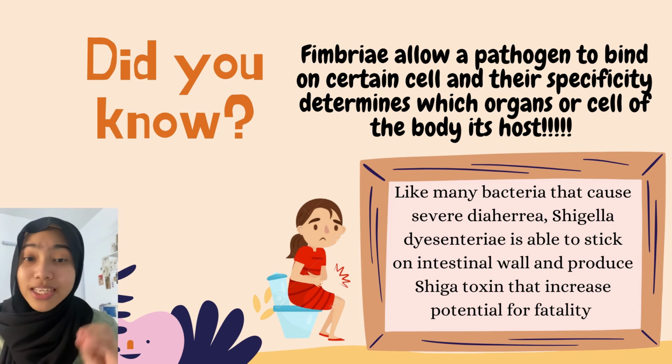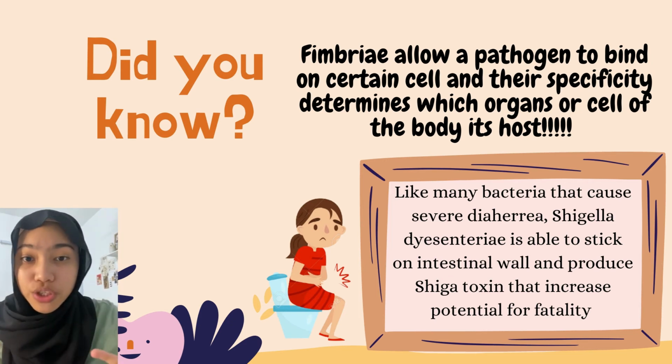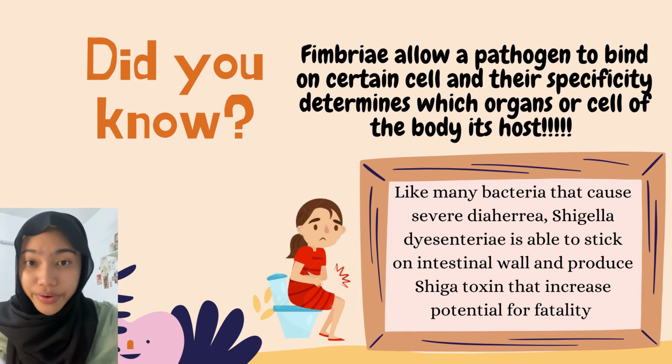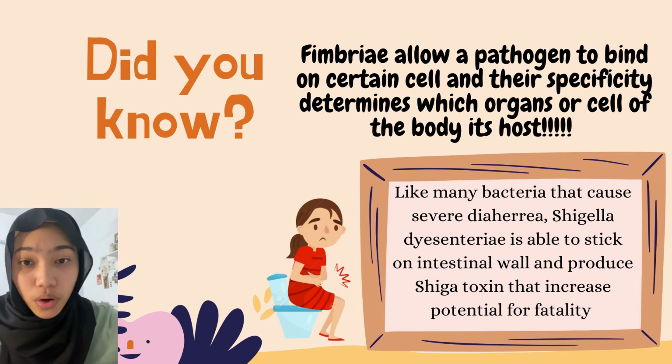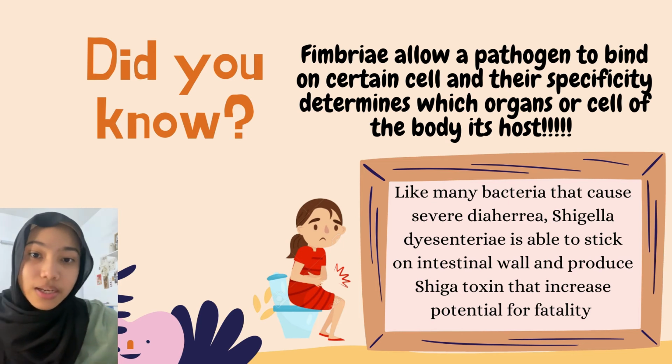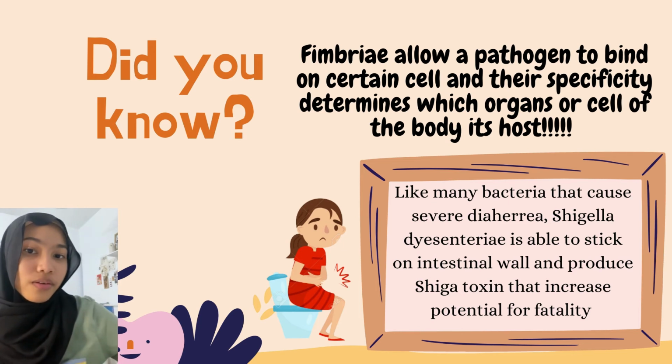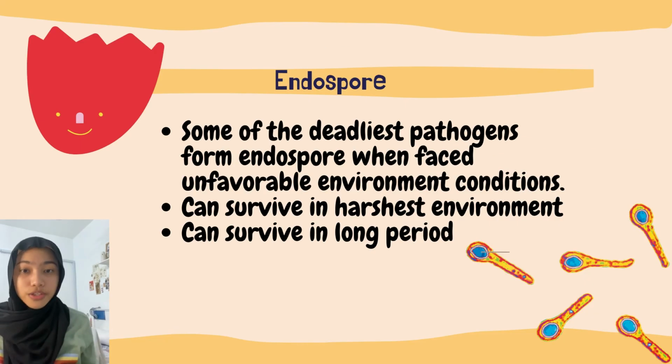Did you know that fimbriae allow pathogens to bind to certain cells, and their specificity determines which organ or cell it hooks? Many bacteria that cause severe diarrhea, such as Shigella dysenteriae, are able to stick on the intestinal wall to produce Shiga toxin that increases the potential for fatality.